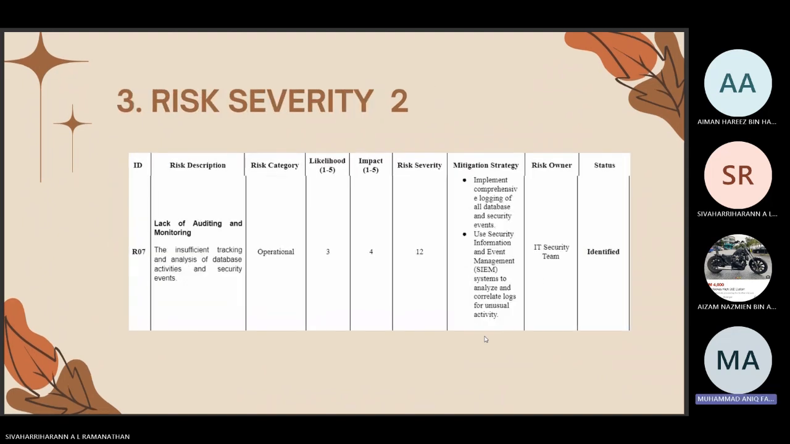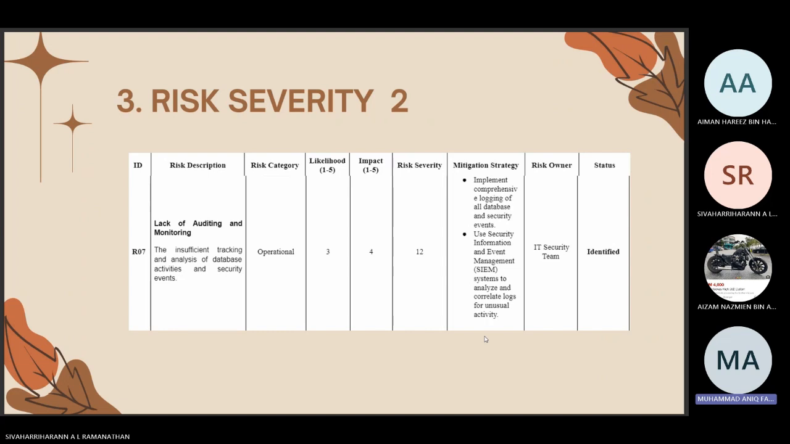So the next risk is a lack of auditing and monitoring. A lack of auditing and monitoring results in insufficient tracking and analysis of database activities and security event, potentially missing security incident. So the risk category is operational, indicating involved organization processes and procedure. The likelihood of the risk is 3 and the impact is 4, giving a risk severity of 12.